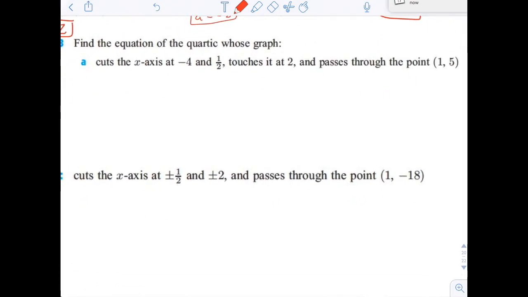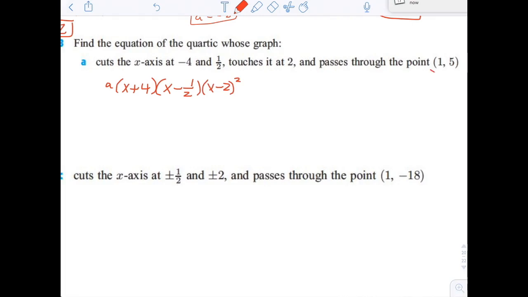So we got a times x minus negative 4 because we have a single root at negative 4, and we have a single root at 1/2. You could write x minus 1/2, or you could put 2x minus 1, either one, and touches it at 2. So touches it at 2 means it touches it and comes back, doesn't cross. So that would be x minus 2 squared.